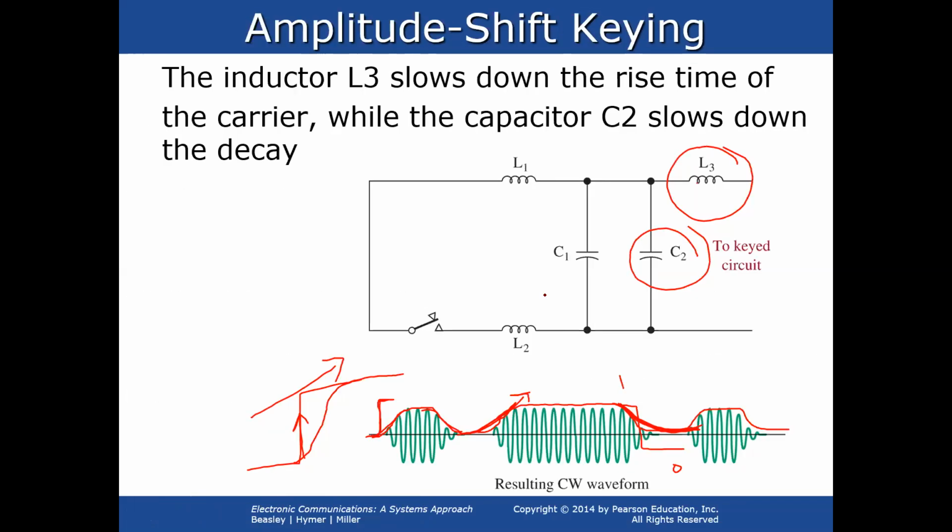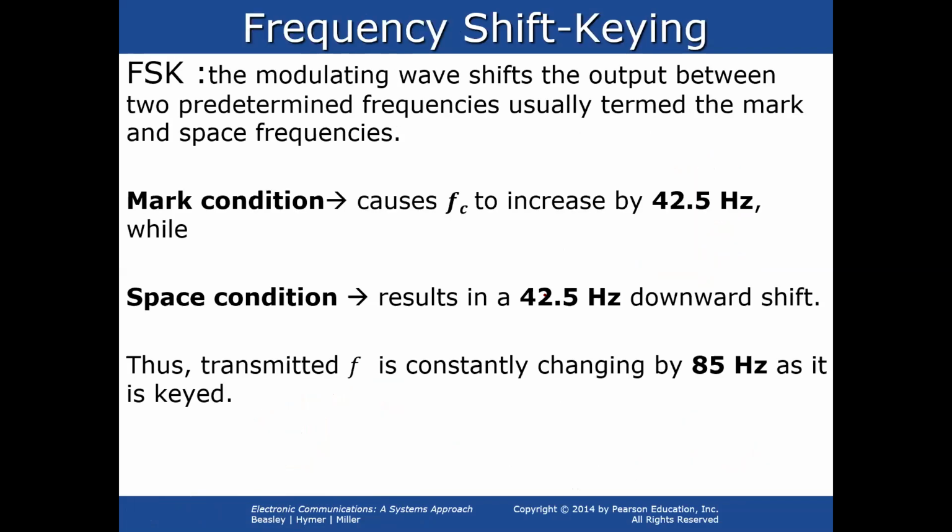So that is for amplitude shift keying. Now let's move on to frequency shift keying. Frequency shift keying is a form of frequency modulation in which the modulated wave shifts your output between two predetermined frequencies. Usually we call those two frequencies the mark and the space frequencies. A logic 1 is usually termed a mark, and a logic 0 is termed a space.